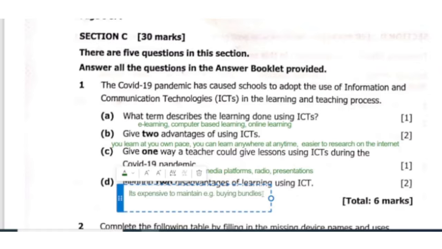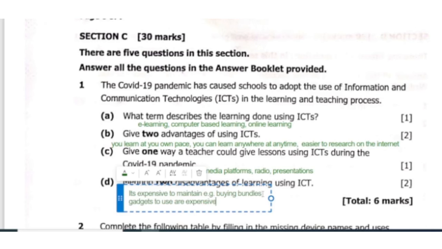The other thing is that the gadgets that are supposed to be used for delivering or receiving a lesson using ICT are expensive. So we can say gadgets to use are expensive.